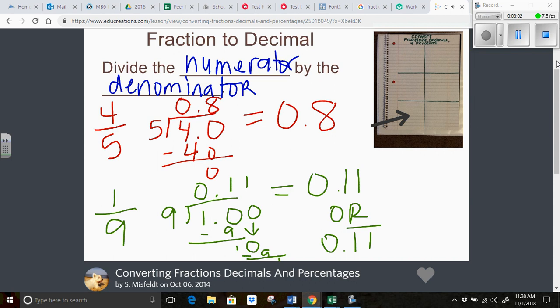So there's sometimes where the decimal is going to come to an end, just like we had in the first example, and then there's going to be times where the decimal might go on and on and on. When that's the case, we usually just do about 2 or 3 place values, and then we leave it at that point.